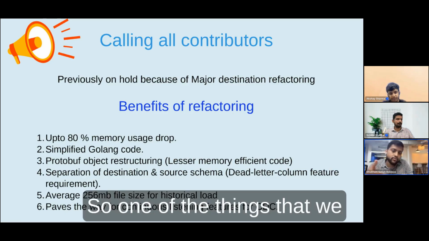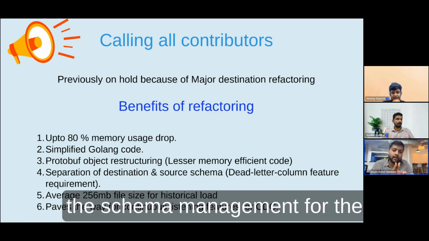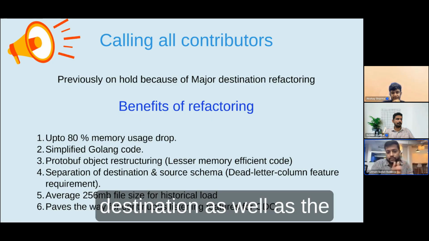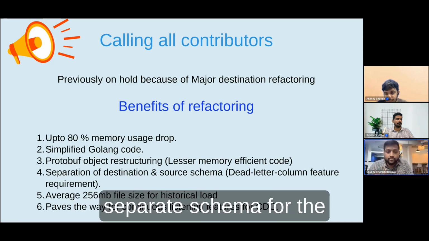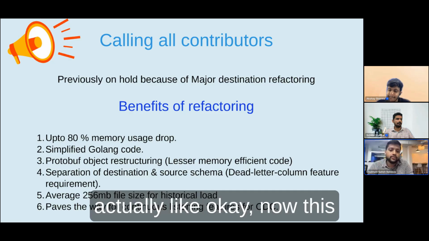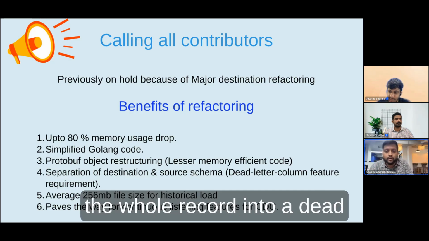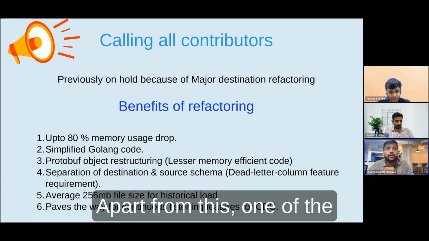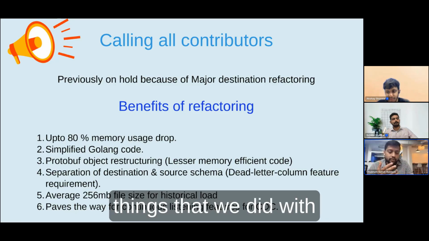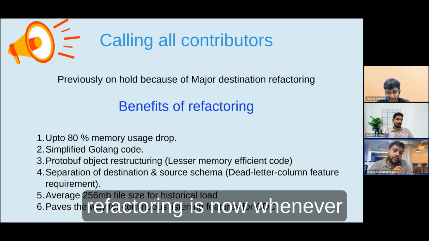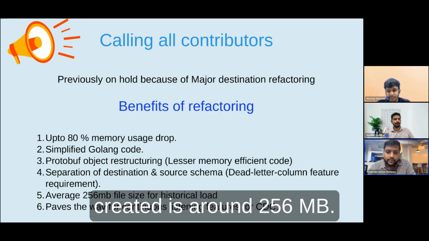Apart from this, one of the things we also introduced in this refactoring is a separation of the schema management for the destination and the source, which is what enables this. Because we have a separate schema for the destination, we can say, okay, this column is not matching the schema, so we should put the whole record into a dead letter column. Apart from this, one of the great advantages of the 1 month of refactoring is that whenever we do a historical load of the data, the average file size being created is around 256 MB.